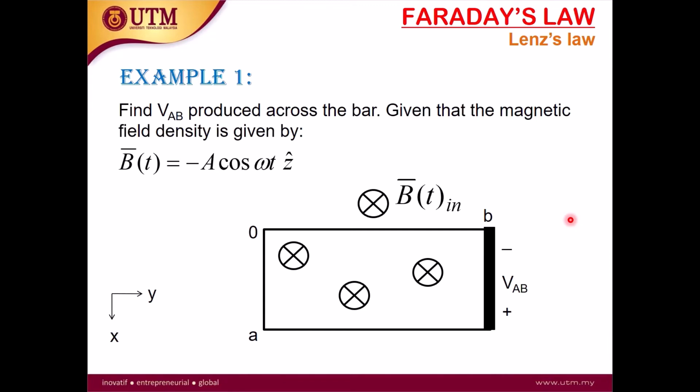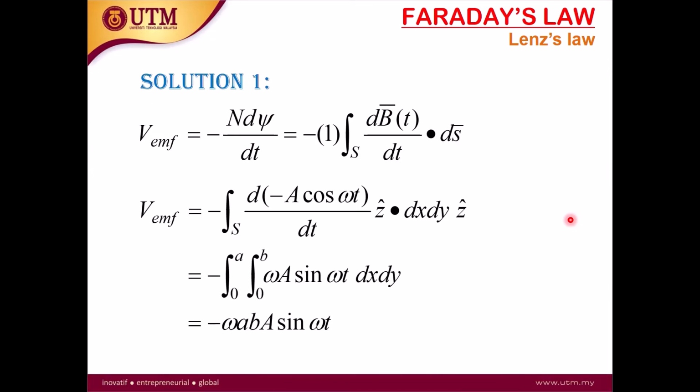So we can solve using this formula. The VEMF equals negative N d flux over dt. Because we consider only one loop, N is equal to 1. And d flux is equal to dB(t). So this is our magnetic field, and we have to do the differentiation with the time before we dot product with the surface involved. So we put only the B differentiation. Of course, we get a minus sine, and then the limit of integration dx dy.